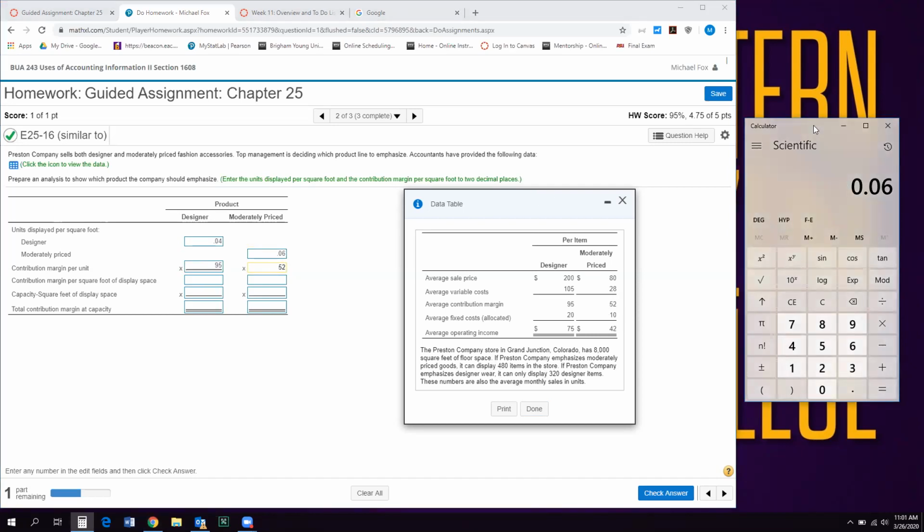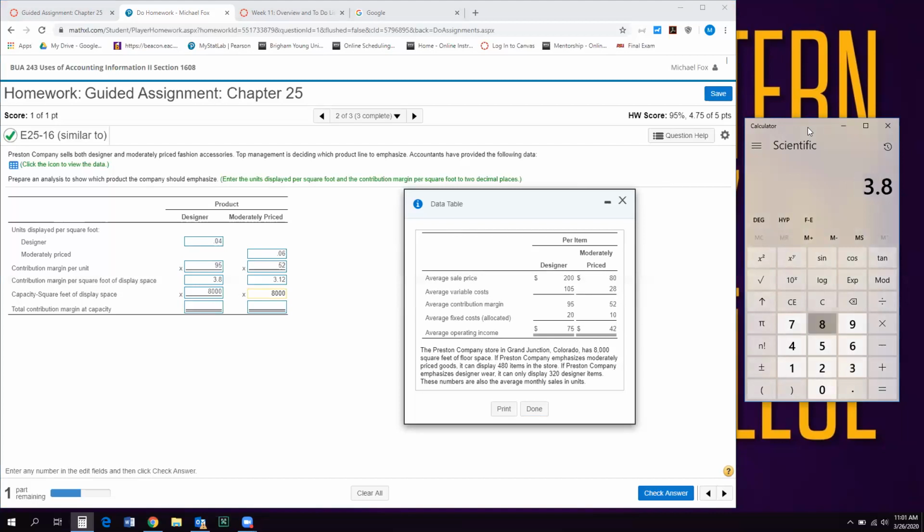So our designer contribution margin per square foot is 0.04 items per square foot times $95 in contribution margin, which is 3.8. And for our moderately priced, we have 0.06 items per square foot times 52, which is $3.12. Capacity of this in square feet of display space is 8,000.